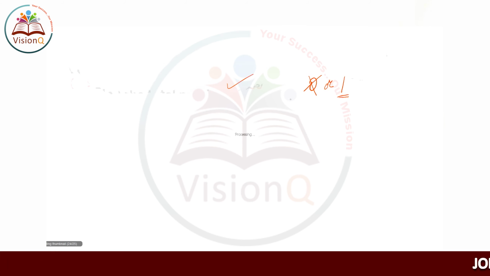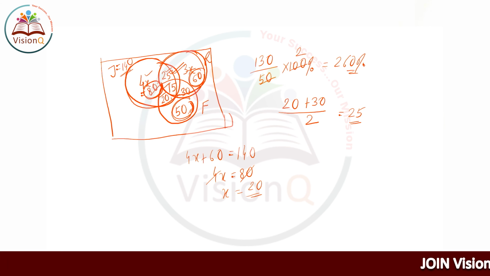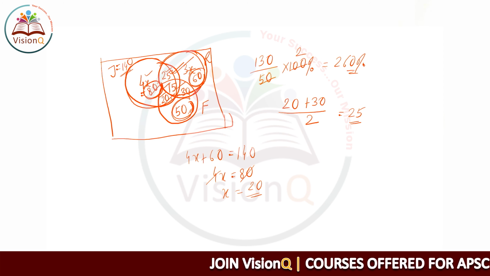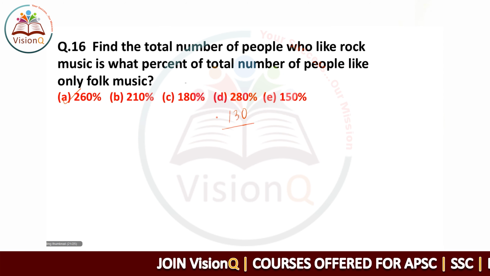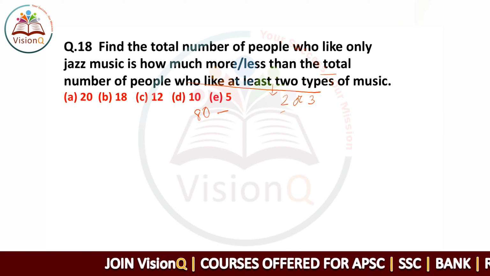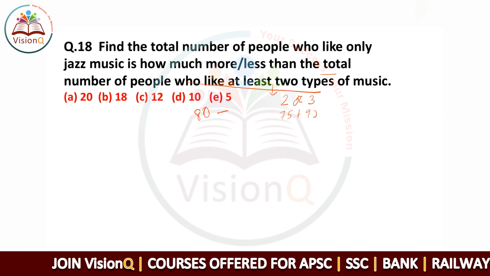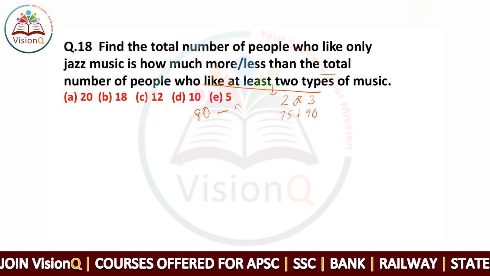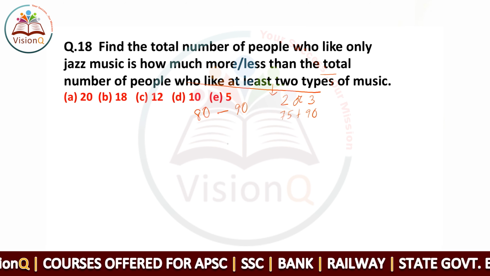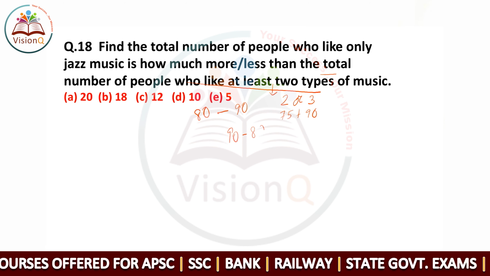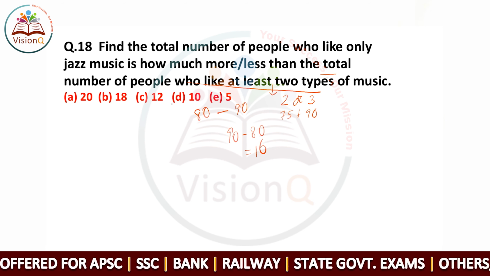So how many people like 2 music? 25 plus 20 plus 30, it is 75. And how many people like all the 3 music? 15. So 75 plus 15 will be 90. So I have to subtract 80 and 90. That means difference will be larger number minus smaller number. So answer will be option number D, 10.